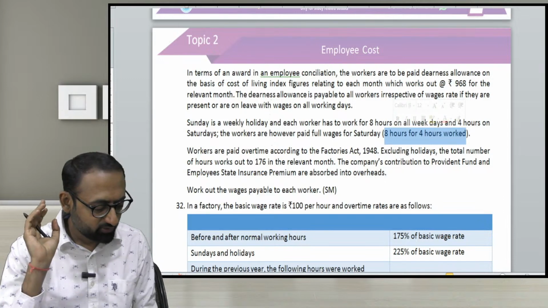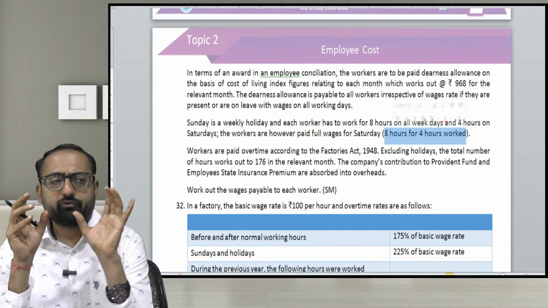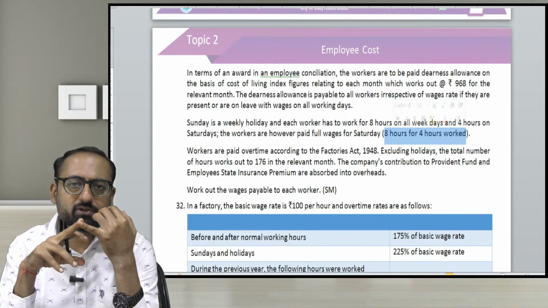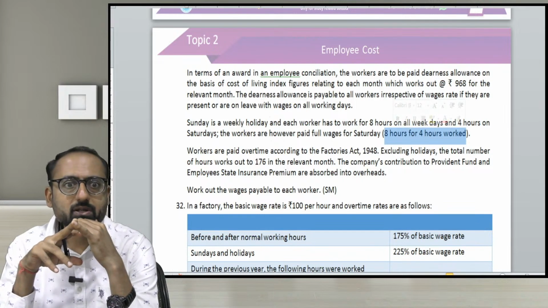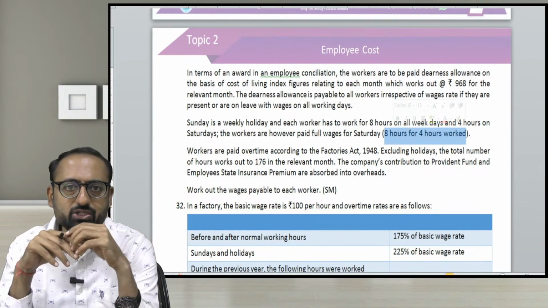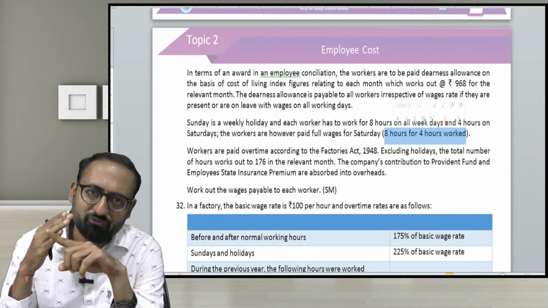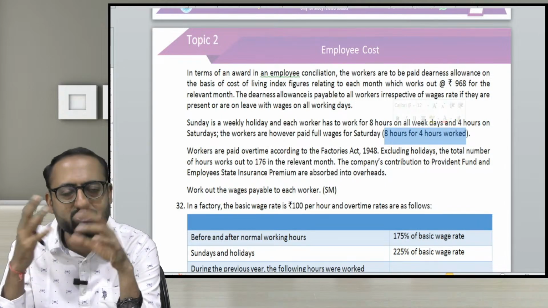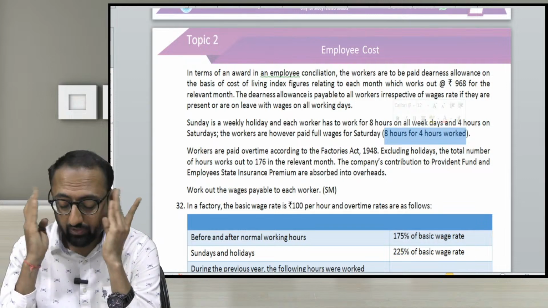Now, what is the condition over there, guys? Condition is very important. For the weekdays, Sunday is holiday. For the weekday, you'll have to compulsorily work for 8 hours, and on Saturday, you'll have to work for minimum 4 hours. And if you are working for 4 hours, you'll get the wages for 8 hours. It is given in the question. So if you work for 4 hours, you will get wages for 8 hours. If you work for 5 hours, you will get wages for 8 hours. If you work for 6 hours, 7 hours, 8 hours, you will get the wages for 8 hours. It is a condition given for Saturday.